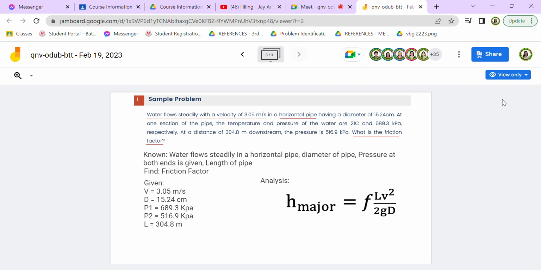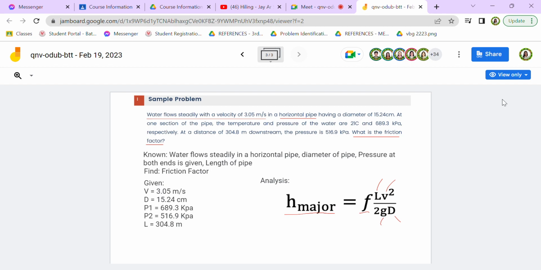So let's analyze the Darcy-Weisbach equation, kung lahat ba is given. Ang hinahanap natin si friction factor, so okay lang yan. Then length of pipe, nabigay ito. Velocity ng fluid, given ito, 3.05 meter per second. Acceleration due to gravity, constant, 9.81 meter per second squared. Diameter ng pipe is given. However, the H major or the major loss within the pipe ay hindi binigay. So hanapin natin ito.